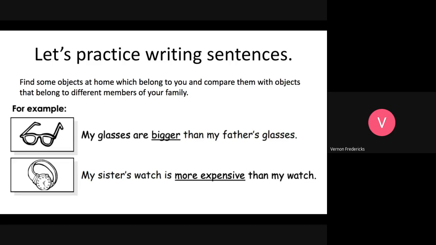Example number two: my sister's watch is more expensive than my watch. Or I can say, my watch is less expensive than my sister's watch. Okay?